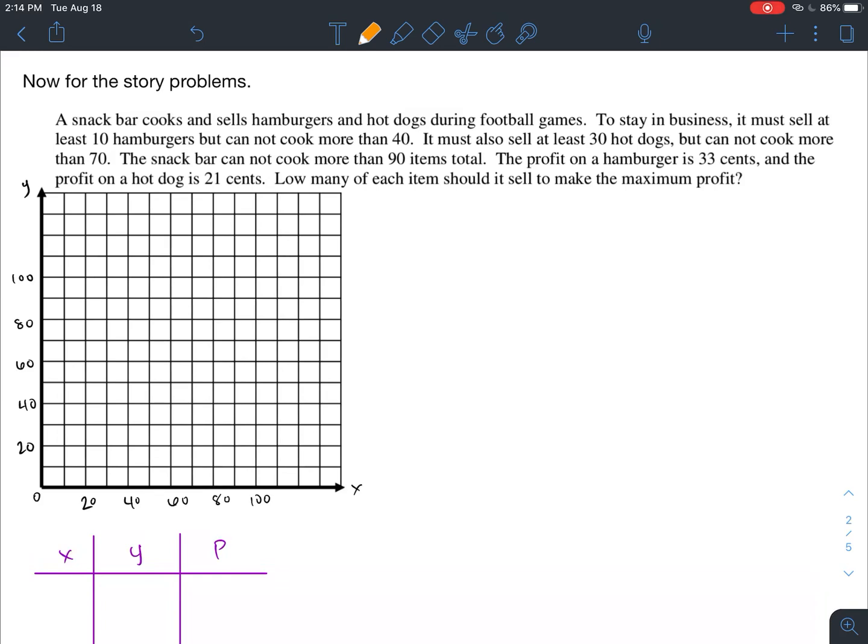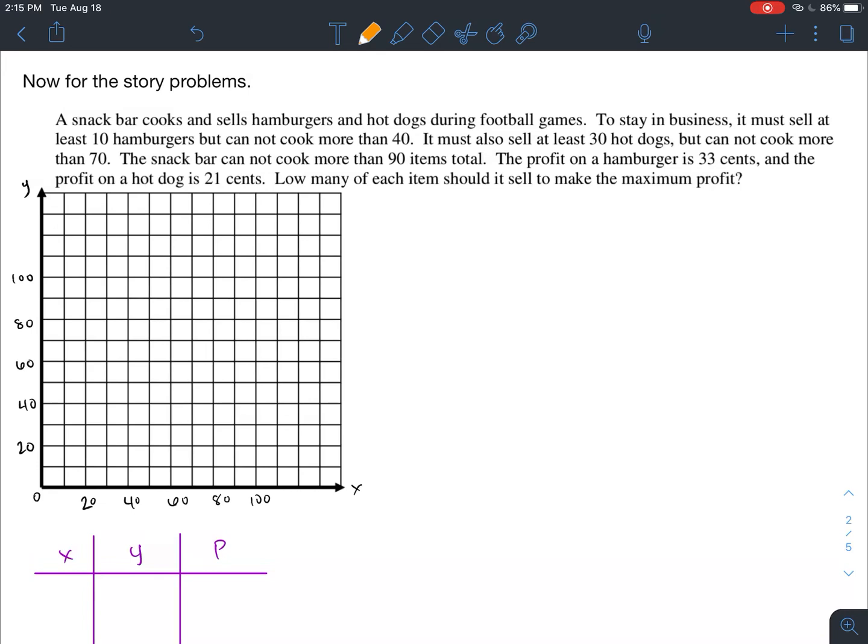A snack bar sells hamburgers and hot dogs during football games. To stay in business, it must sell at least 10 hamburgers, but cannot cook more than 40. It must also sell at least 30 hot dogs, but cannot cook more than 70. The snack bar cannot cook more than 90 items total. The profit on a hamburger is 33 cents, and the profit on a hot dog is 21 cents. How many of each item should it sell to make a maximum profit?